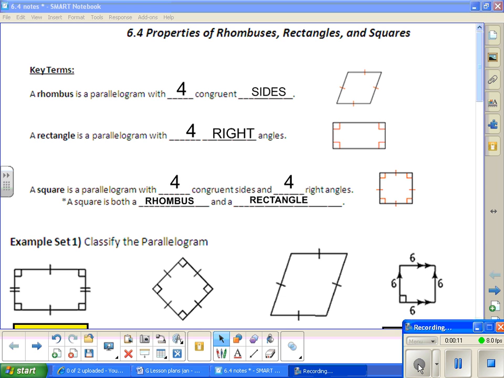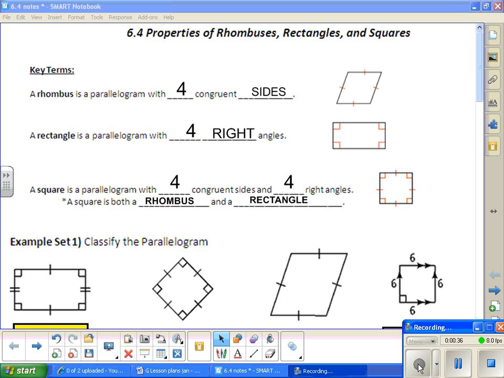Okay, so today we're going to do 6-4 properties of rhombuses, rectangles, and squares. If you can remember the key terms and the pictures, then you should be able to classify it fairly easily. So, key terms. The first one is a rhombus. A rhombus is a parallelogram with 4 congruent sides.